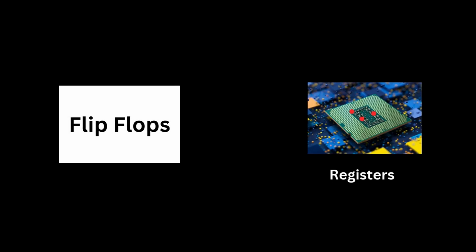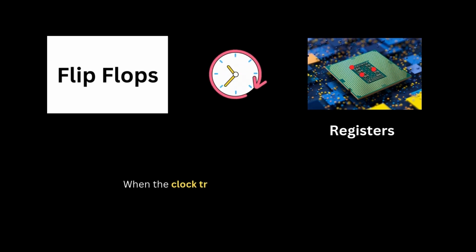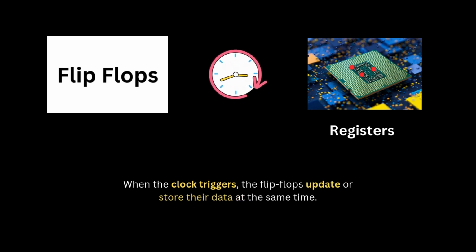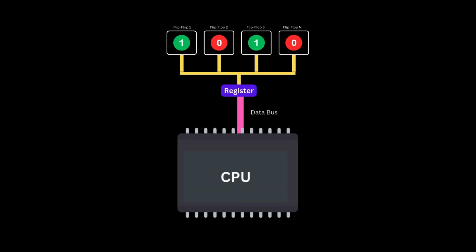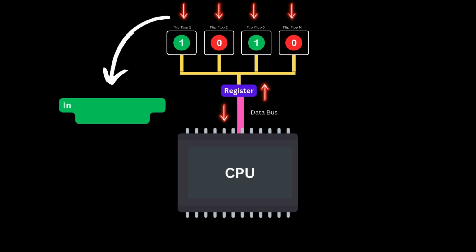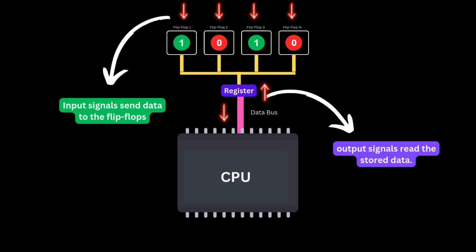All the flip-flops in a register are synchronized by the same clock signals, meaning when the clock triggers, the flip-flops update or store their data at the same time. Registers are connected to the CPU's data bus, allowing data to flow in and out of the register. Input signals send data to the flip-flops, and output signals read the stored data.